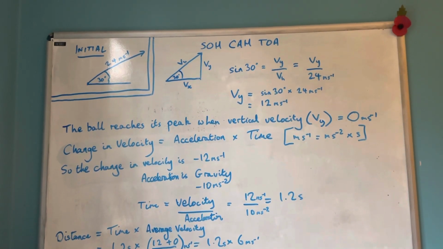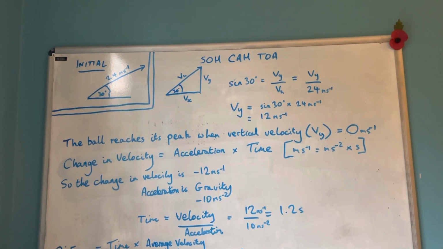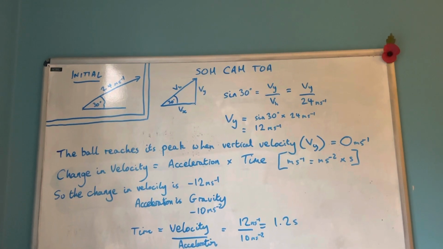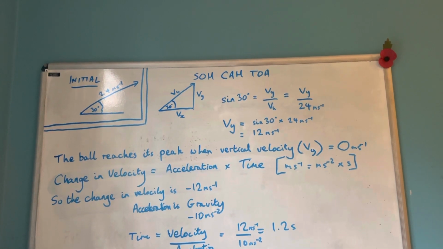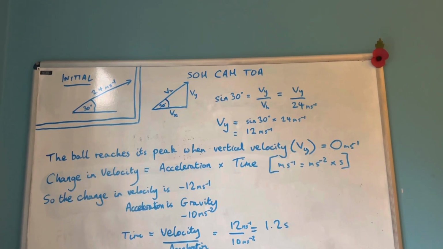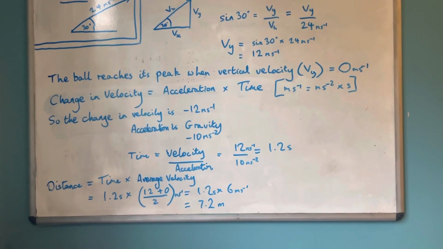And then we can work out the distance because we know the time and we know the average velocity because it starts at 12 and then finishes at 0. So the average velocity is 6 meters per second. The time is 1.2 seconds. So the distance is 7.2 meters. Oops, sorry. The distance is 7.2 meters.